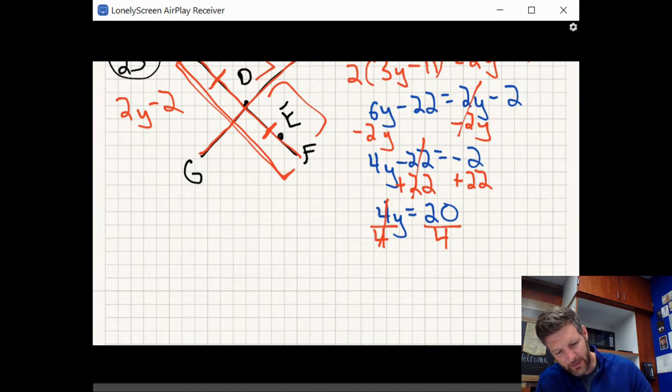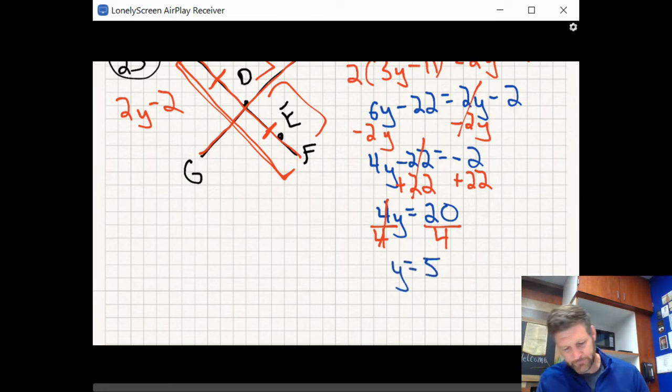So 20 divided by 4, so we get y is equal to 5. Okay. Are we trying to solve for y? No, we're trying to find CD.